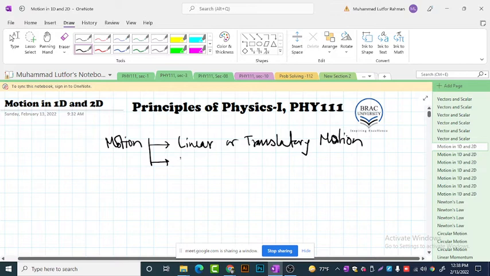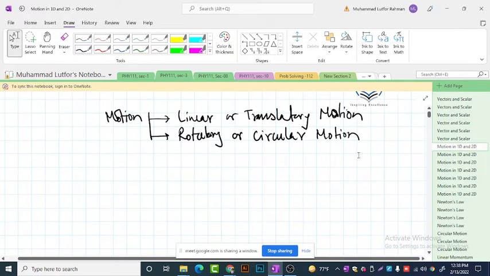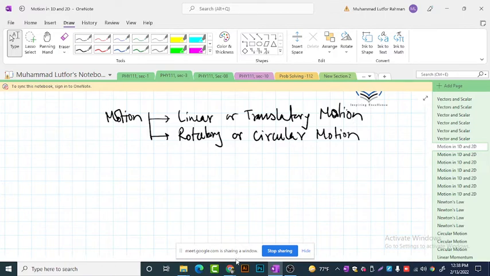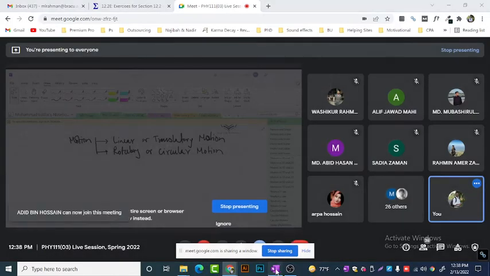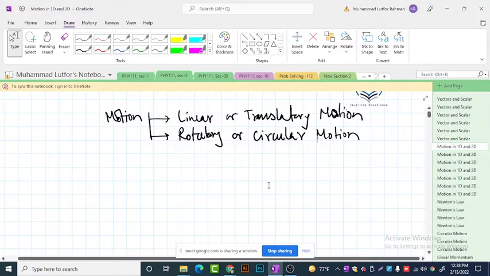You can write the second one as rotatory or circular motion. We will mostly focus on linear or translatory motion. The rotatory part we will discuss later, in the next coming lecture.